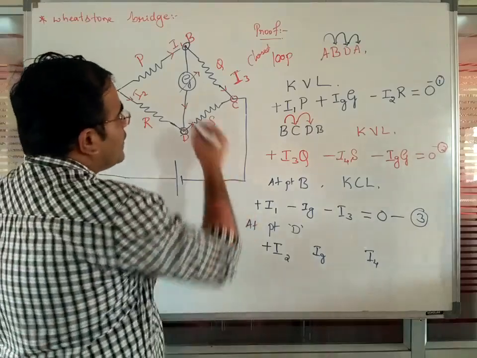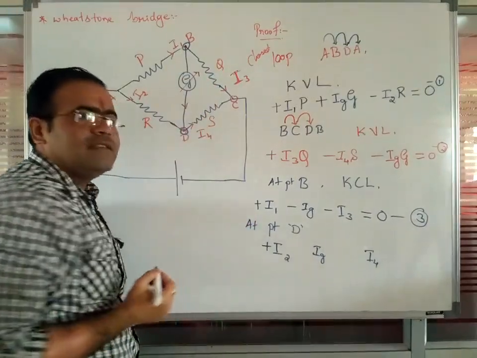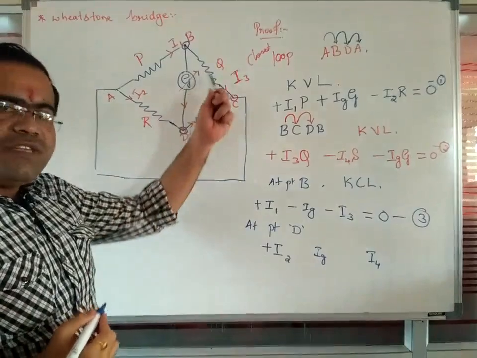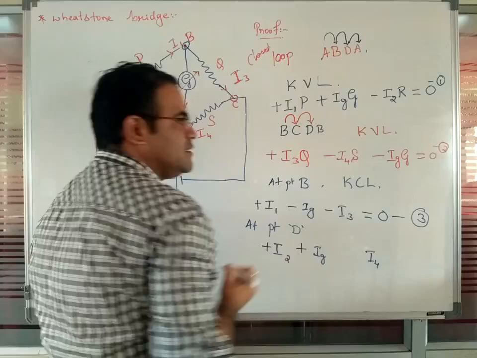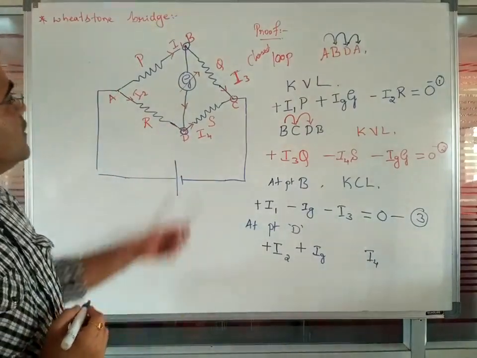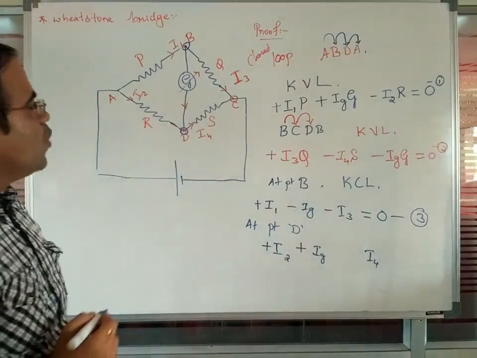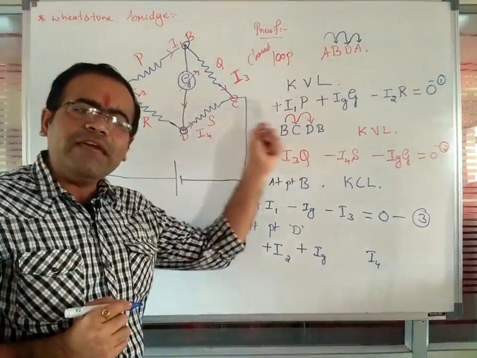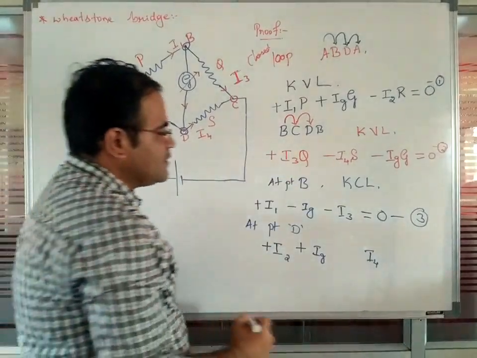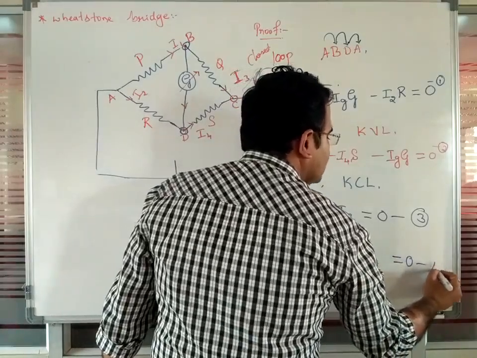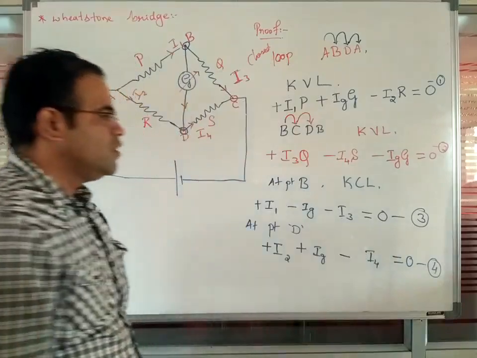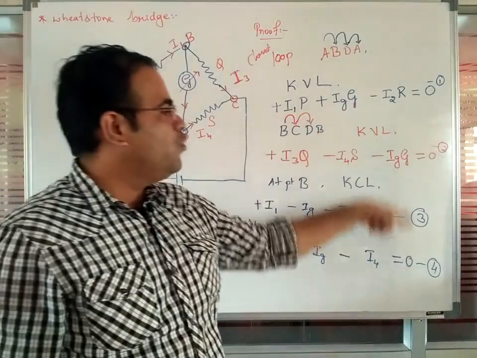Again Ig, in the sense current through the galvanometer, is entering towards the point D, so we consider this also as positive. And one more electric current, I4, is leaving the junction point, so we consider this as minus. So it will be 0 here. Consider this as equation number 4. So we have the 4 equations.